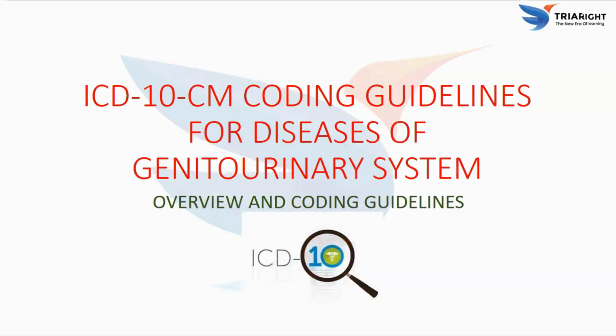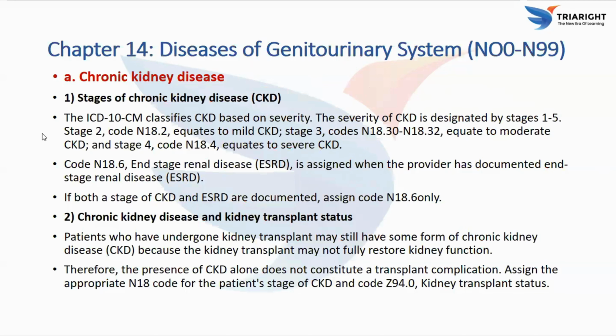Today in this session you're going to learn about the ICD-10 coding guidelines for the diseases of the genitourinary system. Diseases of the genitourinary system fall under chapter 14 of ICD-10 coding, and the alphanumeric series ranges from N00 to N99.